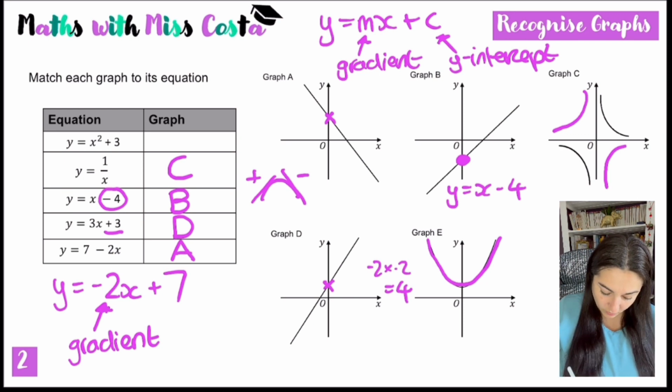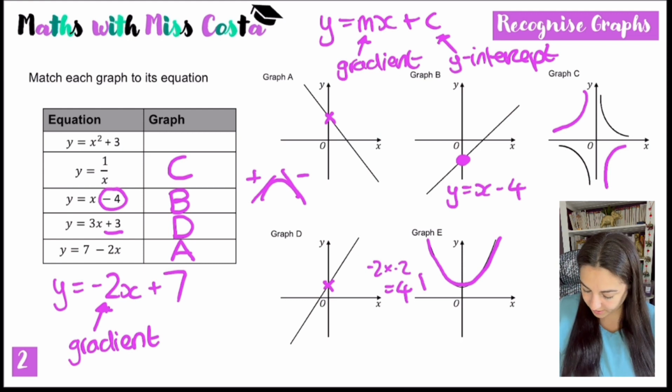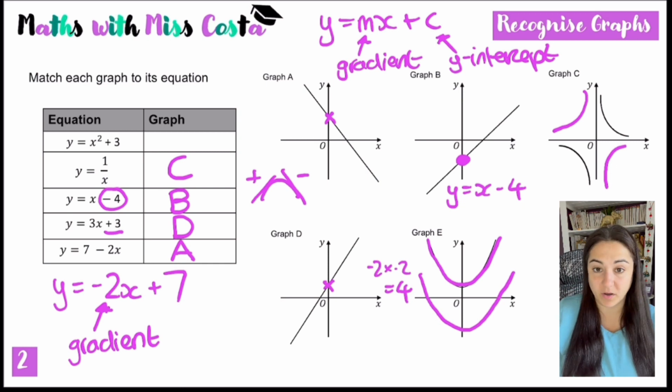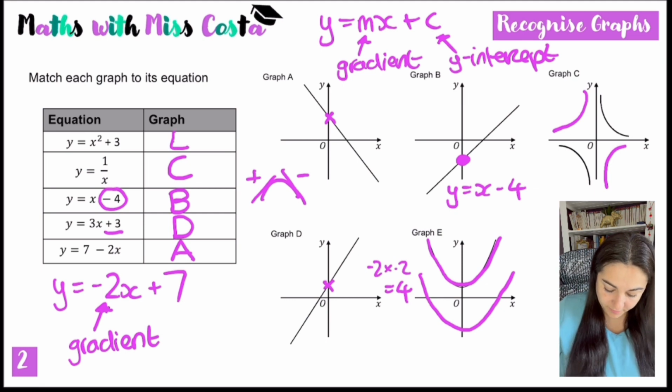Now you know that its y-intercept is +3, so that one makes sense. If you had a graph that was maybe like there, you might guess that might be y equals x squared take 4, because the y-intercept would be negative. So I would match that to graph E.